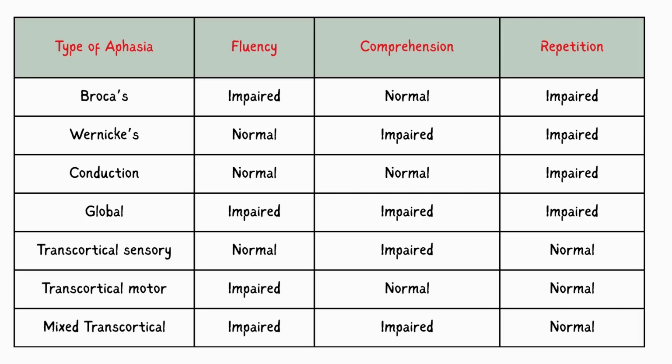So this is the summary of the things that I just discussed. Please note the differences between Broca's aphasia and transcortical motor aphasia. Fluency is impaired in both, but only Broca's aphasia has impaired repetition. Also note the difference between Wernicke's aphasia and transcortical sensory aphasia, both presenting with impaired comprehension, but Wernicke's aphasia also has impaired repetition, whereas repetition is normal in transcortical sensory aphasia. This is a very high yield concept for the exam.